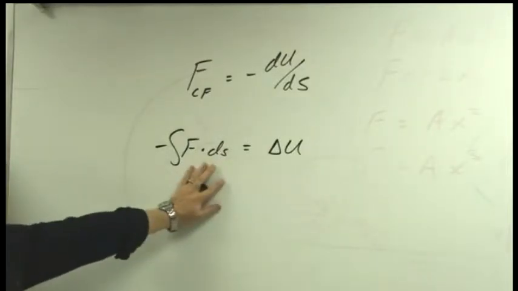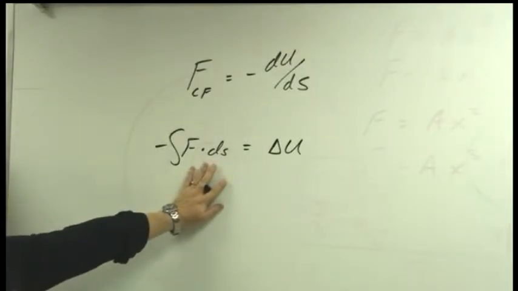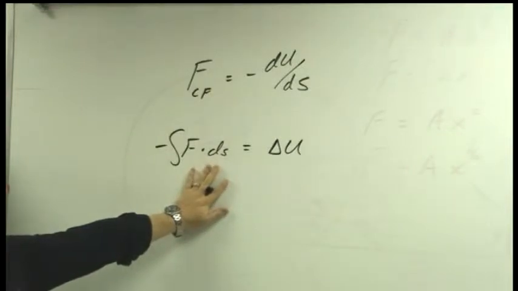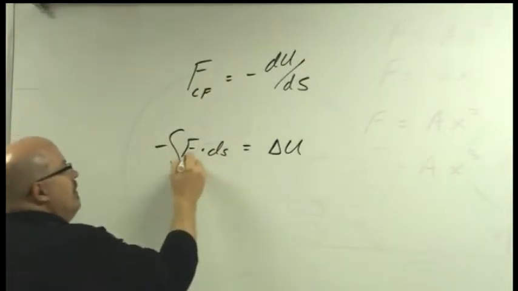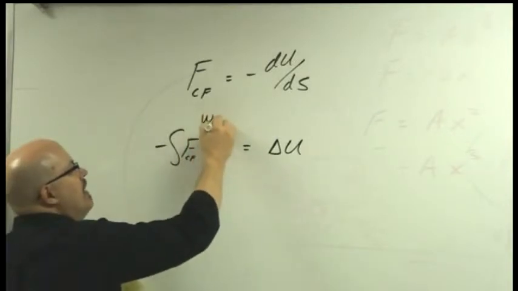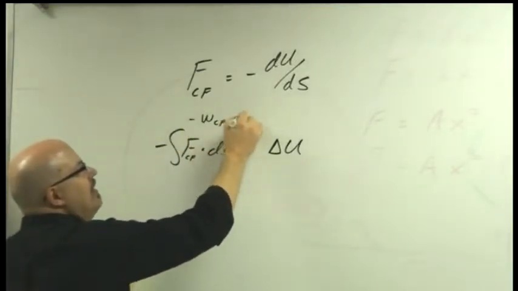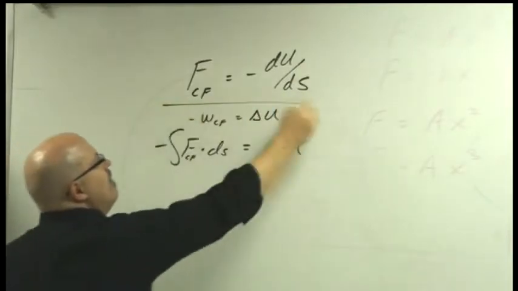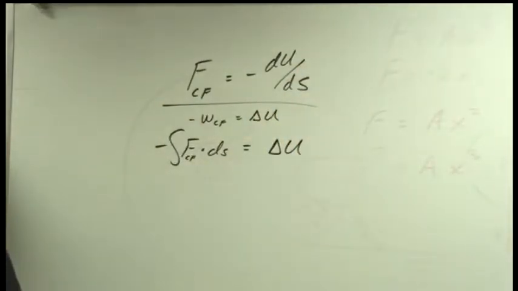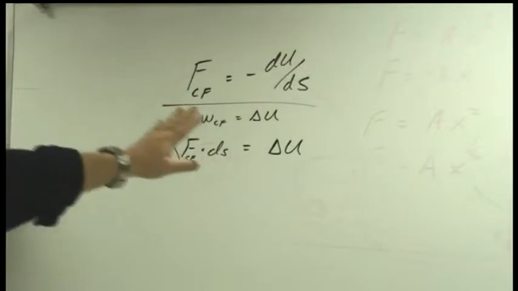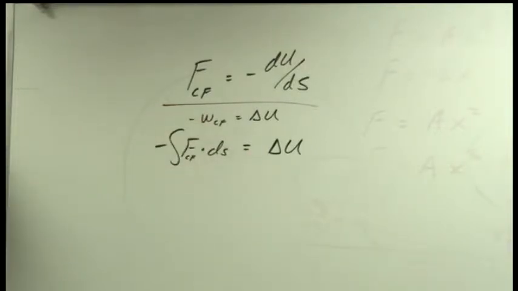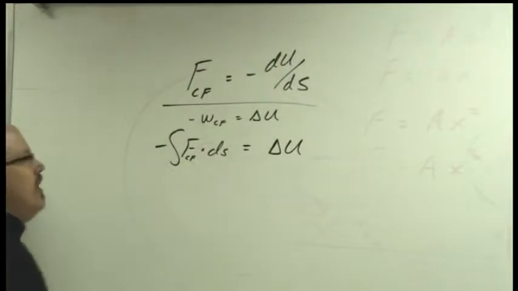What's F dot ds? That's work, right? The work done by the conservative force. The negative of the work done by the conservative force equals the change in potential energy. These statements are all the same. They're just rewritten either in integral form or differential form. What's ds again? The s is a displacement in any random direction. So for a spring, we'll use x. For gravity, we're going to use r. Does that make sense? Whichever the appropriate direction is.